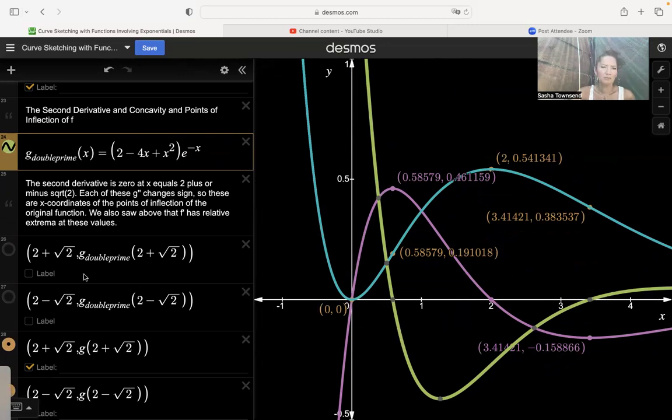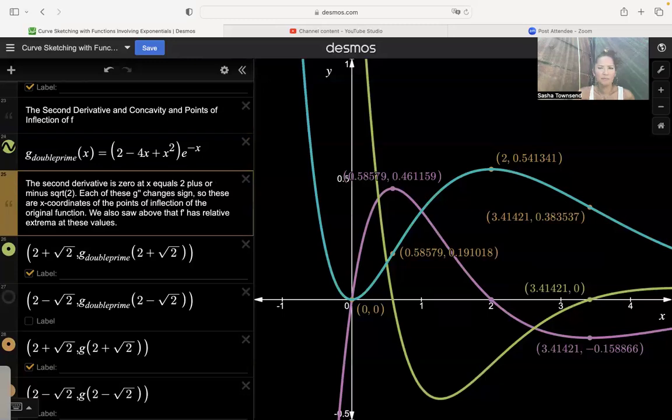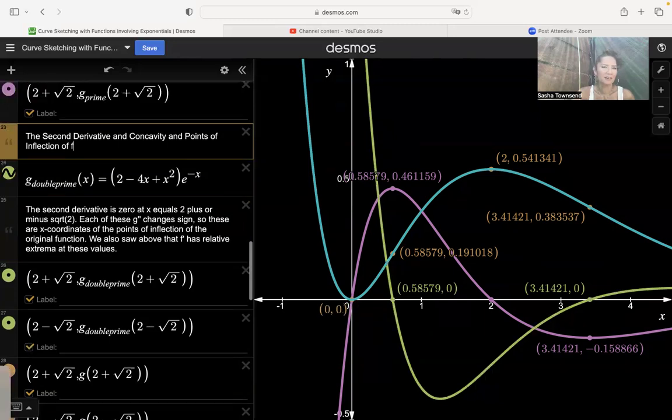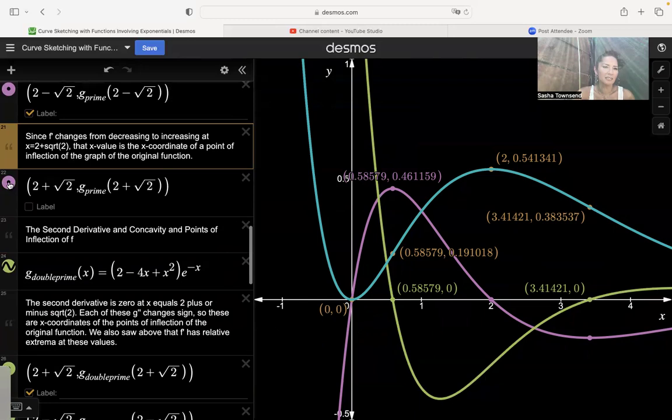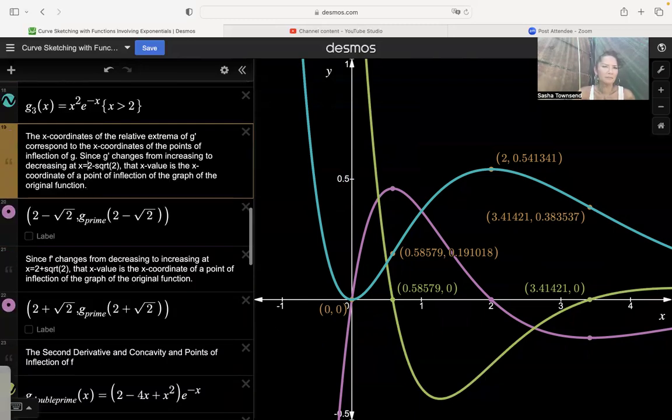I claim that those are 2 plus the square root of 2 and 2 minus the square root of 2. 2 plus the square root of 2 is over there. It's that point. I just plotted the point and labeled it. And then 2 minus the square root of 2 is there. That's that point. There's way too many points on here. I think I want to delete some of them, or not delete them, but maybe just not label them.